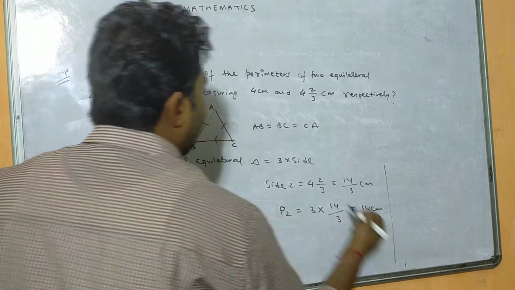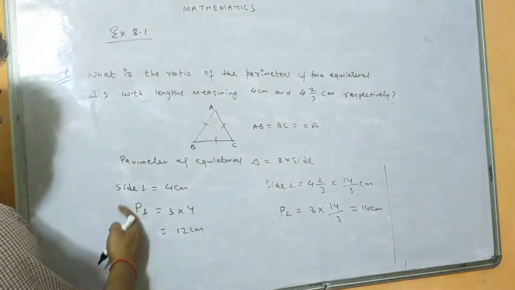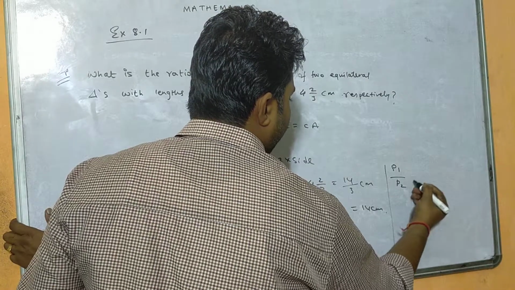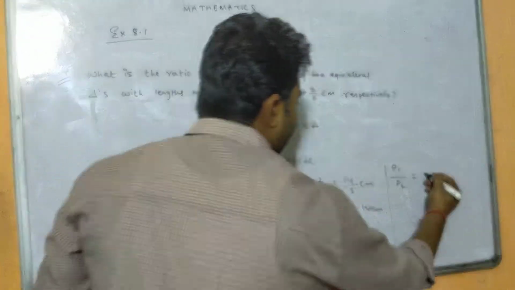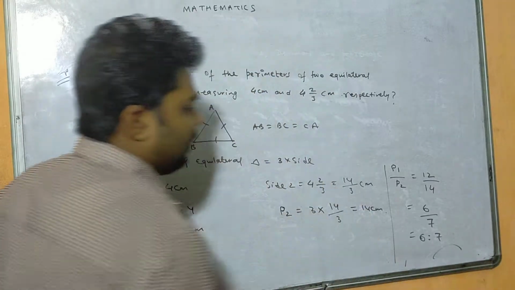So in the question we have to find what is the ratio of perimeters of two equilateral triangles. That means this P1 and P2 we have to find ratio. So P1 by P2. P1 how much we have? 12 centimeter, and P2 how much we have? 14 centimeter. Now you see 2 6 are 12, 2 7 are 14. That is 6 is to 7 is our required answer.